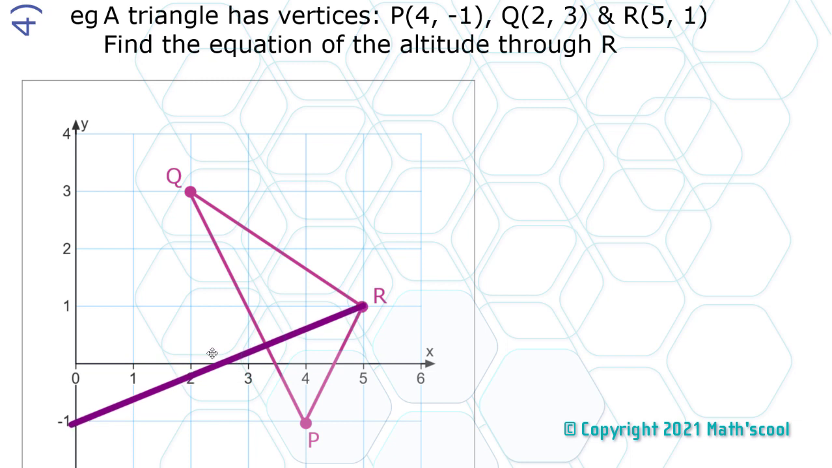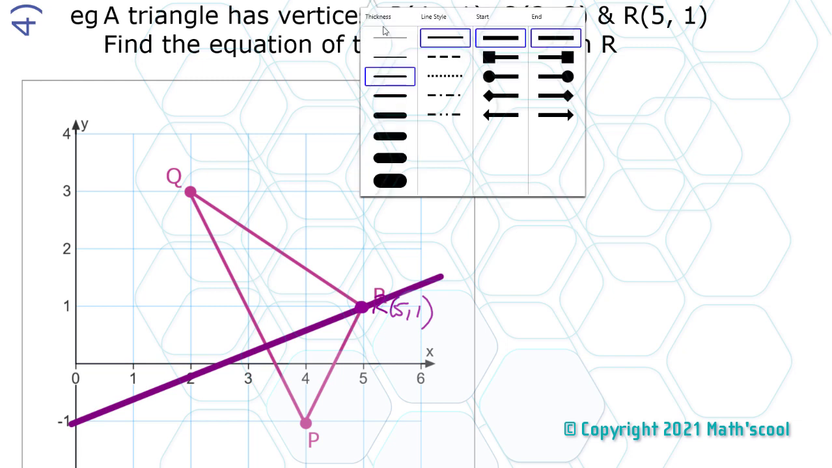Okay, how do we find its equation? Well, to find its equation, we need to know two things on it. We already know it goes through the point R, and we know the coordinates of R. R is (5, 1). So that's one thing already. We need another thing. Well, it's going to be perpendicular to QP. That's the rule. The altitude through R has to be perpendicular to the opposite side. And we can find the gradient of QP because we know the coordinates.